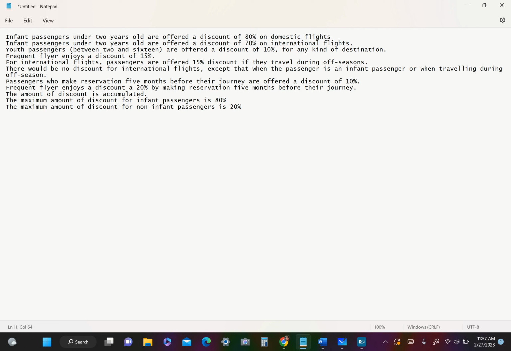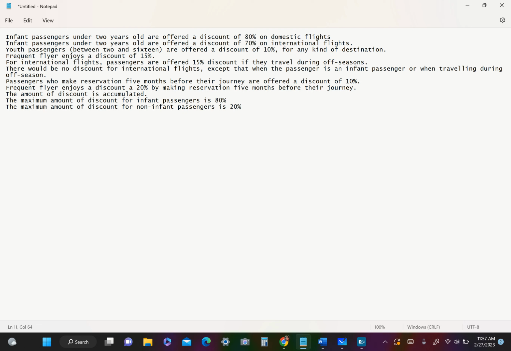Just reading the first 2 lines, I can figure out what conditions are going to be there. Is it domestic or international? Do we have infant passengers? Then there are youth passengers. They are offered a discount of 10%. It doesn't matter if it is domestic or international. Frequent flyers have a 15% discount. For international flights, passengers are offered a 15% discount if they are traveling off season.